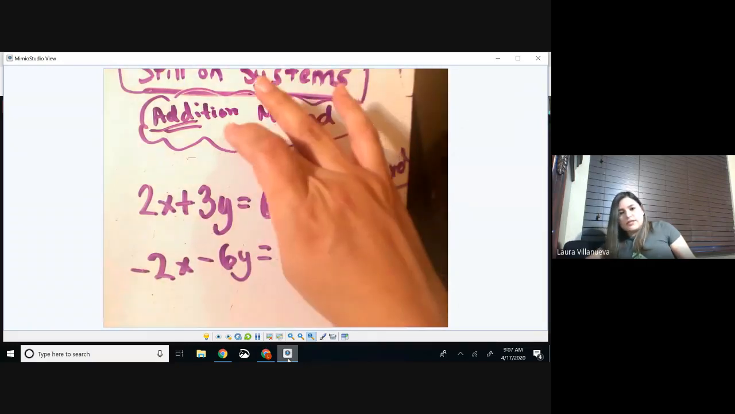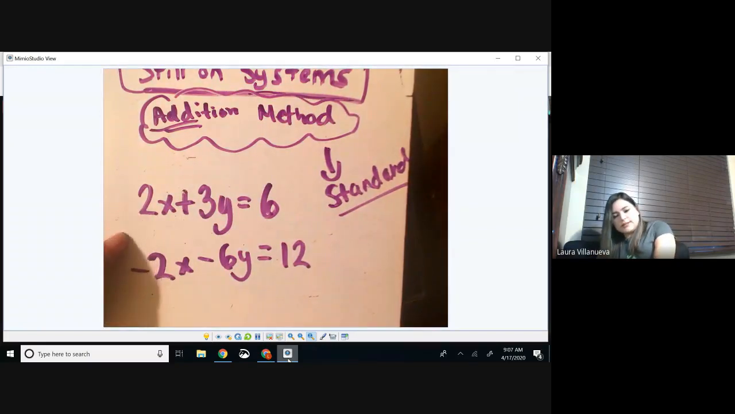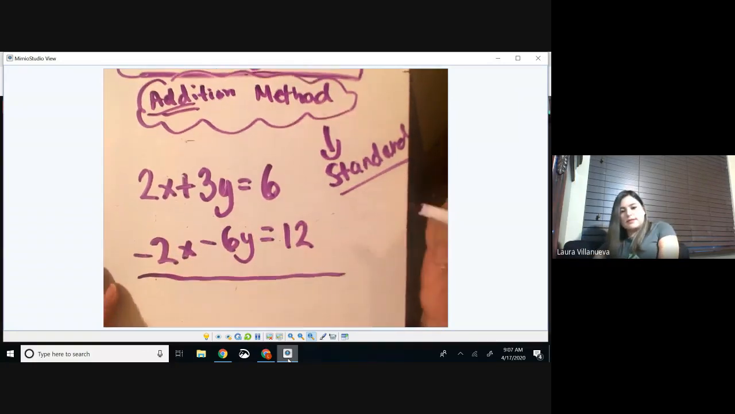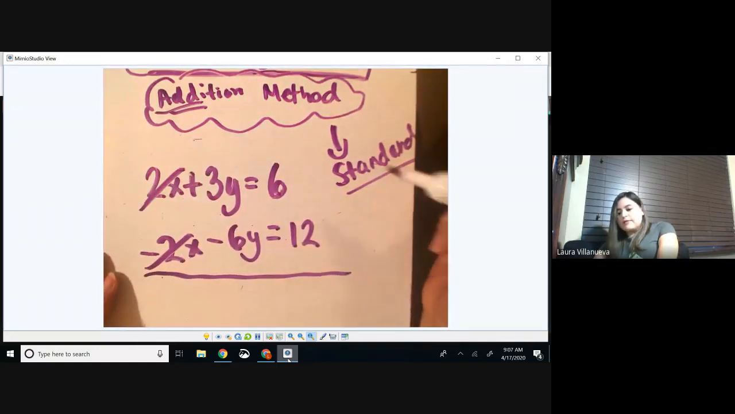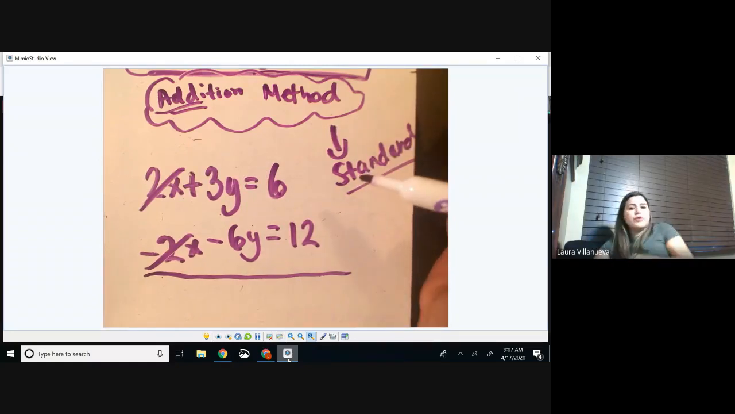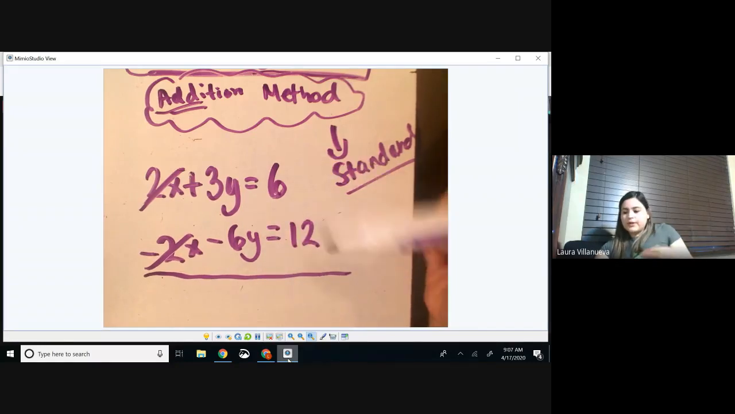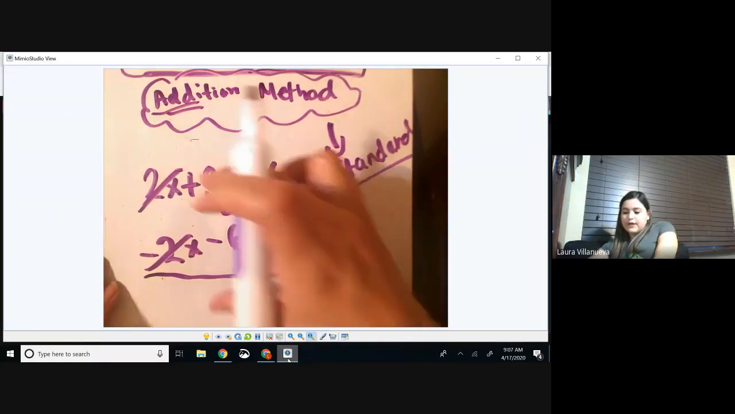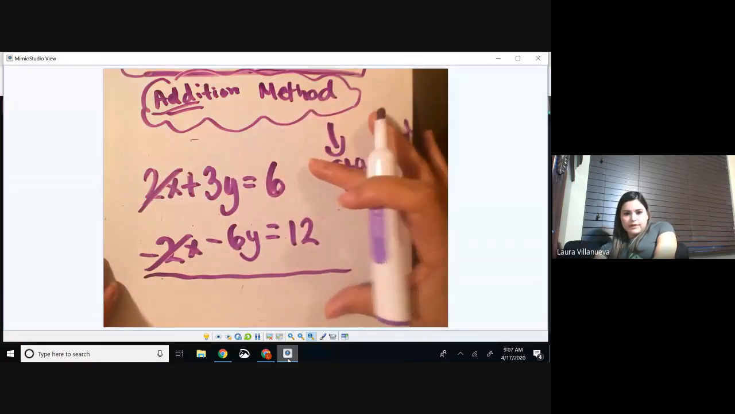Since this is called the addition method, if you add these, 2 plus negative 2, that will actually give you 0. So what I'm going to do is add these. I'm going to cancel the 2's, and then I'm going to have the y's and the numbers by themselves. But I'm going to do the addition method on the y's and on the numbers as well. They have to line up though. The x's have to line up, the y's have to line up, and the numbers have to line up.